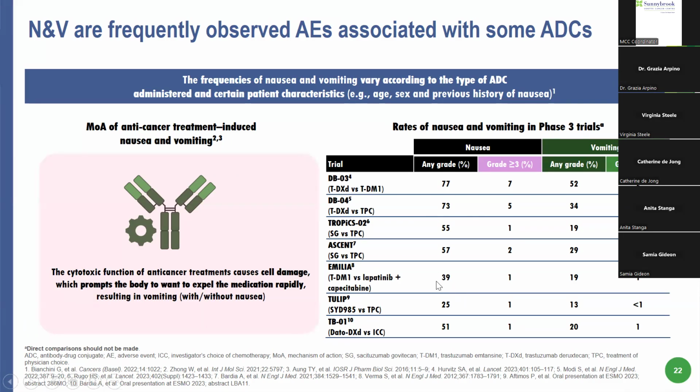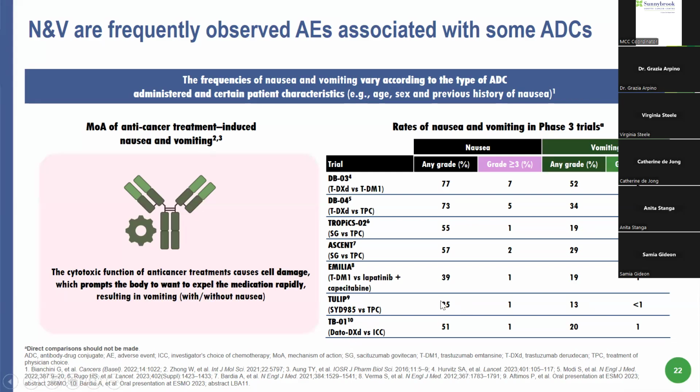patients getting any grade of nausea and 19% any grade of vomiting. And we are going up to 77% and 50% for the deruxtecan and sacituzumab respectively, and 52% and 19% again for vomiting from deruxtecan and sacituzumab respectively. Rates are different for SYD985 and dato-deruxtecan.